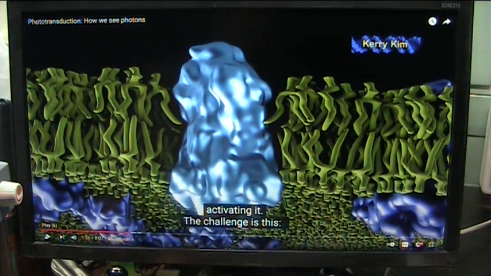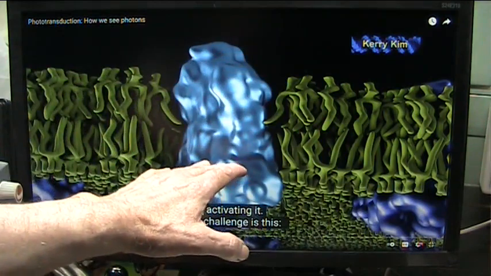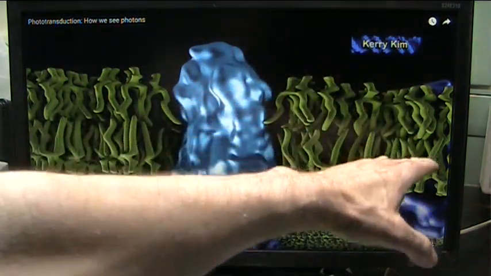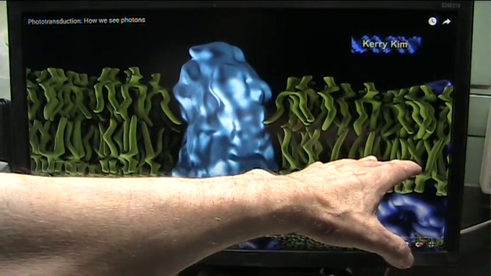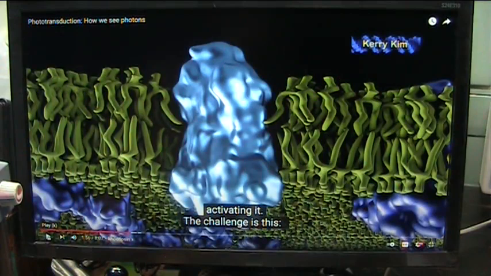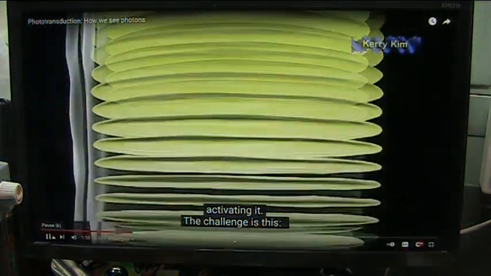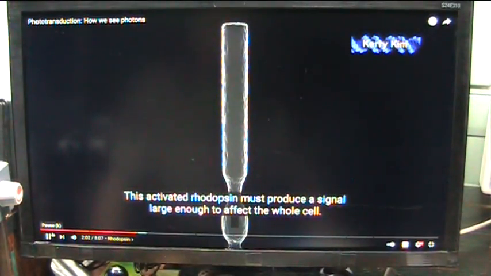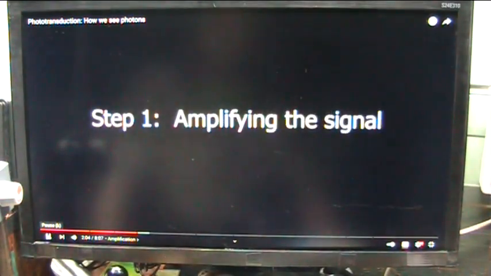And somehow your brain calculates this is 27 disks down. That means we just got 2 lumens of light, and matches it up to the rod, and it says it was blue light or whatever. It's very, very amazing. The challenge is this. This activated rhodopsin must produce a signal large enough to affect the whole cell.